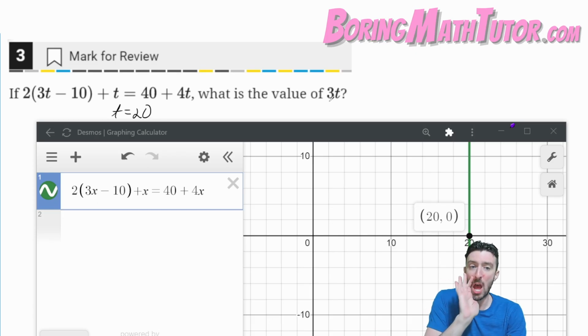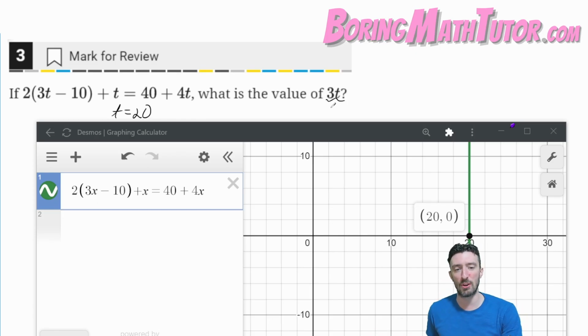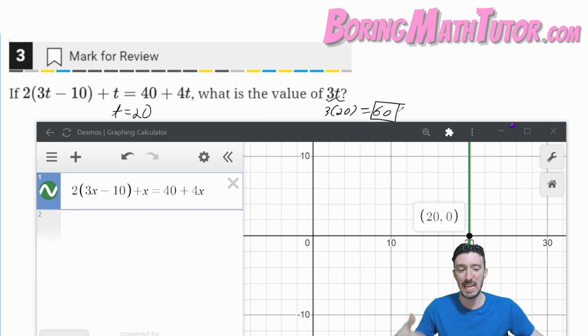Is that the answer to the problem? No, because they asked for 3t, so that's going to be 3 times 20. In other words, 60. In other words, we're done.